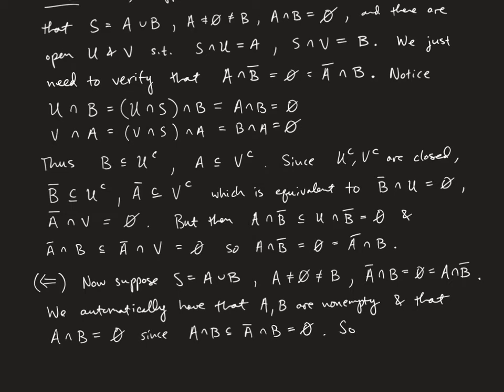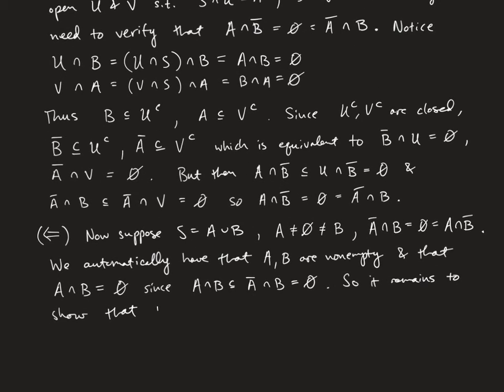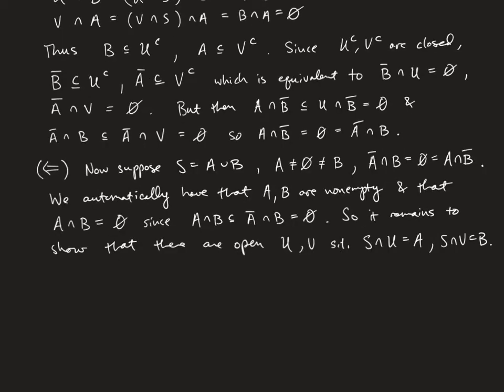So all we need to show, so it remains to show, that there are open sets U and V such that when you take U and intersect it with S, you get A, and when you take S and intersect it with V, you get B. But it is now fairly obvious where these sets are coming from.